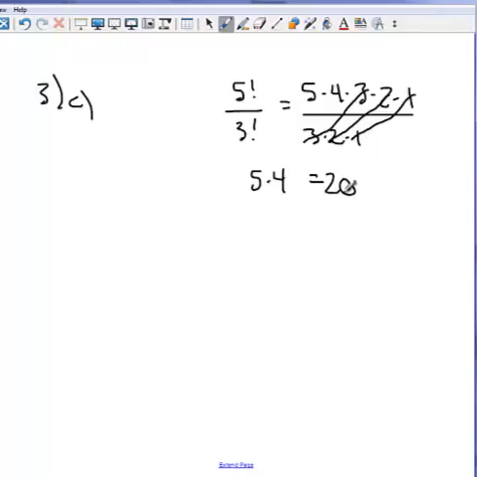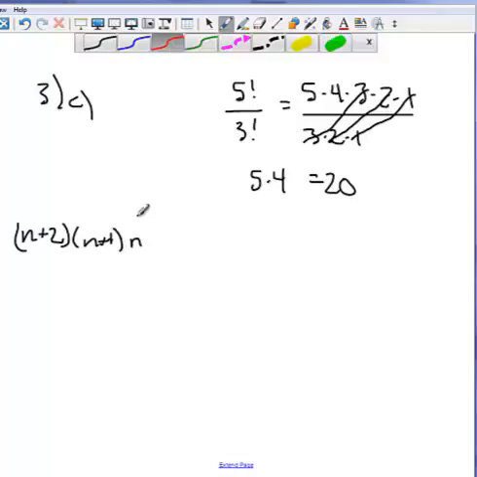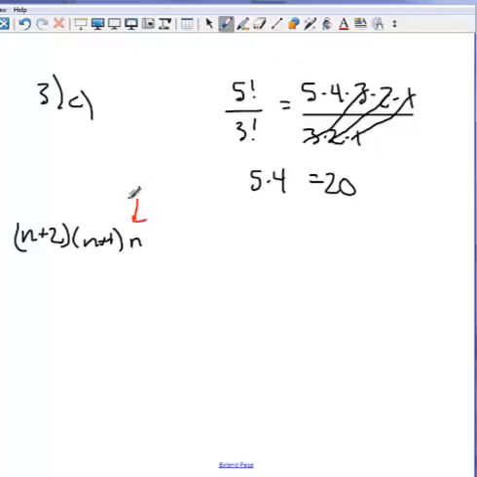Now in question 3C, they're getting to that because look what they've given you. They've said n plus 2 times n plus 1 times n. So if you're having a difficult time understanding what this means, some number and the number bigger than it and the number 2 times it.